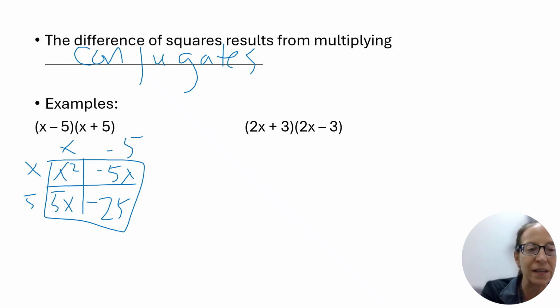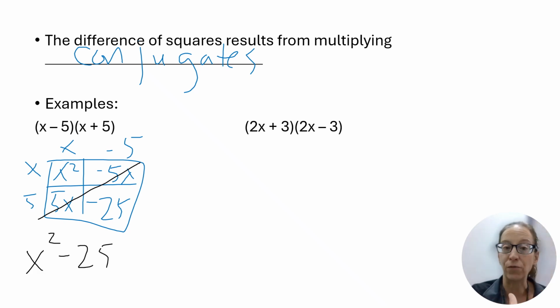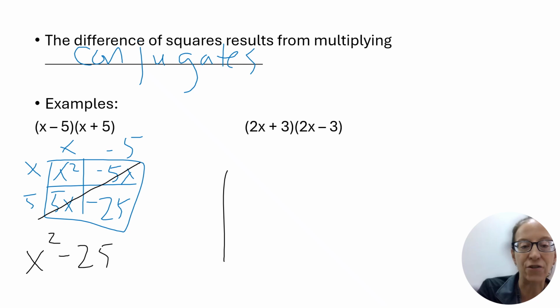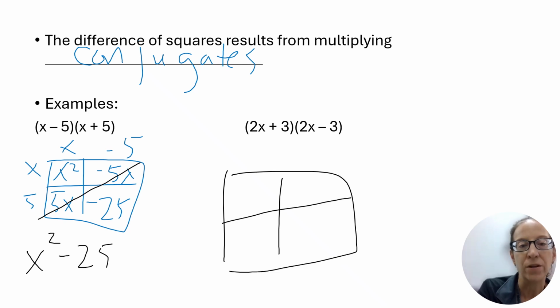And what happens is those two, when you go to add them, actually cancel out. So 5x minus 5x is 0, and you're left with x squared minus 25. And there's your difference of squares. And that actually happens all the time. So we'll quickly do this one. 2x plus 3 and 2x minus 3.